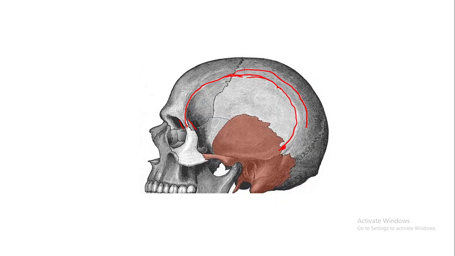So these are the two temporal lines which we can see in norma lateralis also, and we are seeing them in the norma verticalis also. With this, we are coming to the end of this view, that is norma verticalis, and the other views of the skull we will be discussing in the upcoming videos.